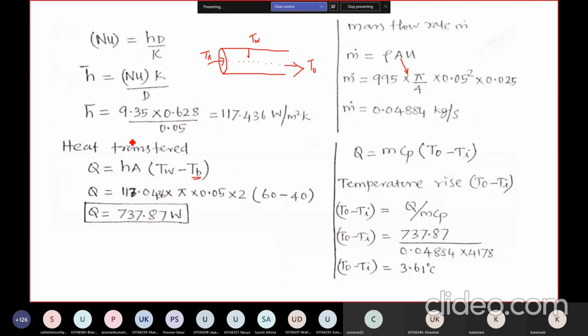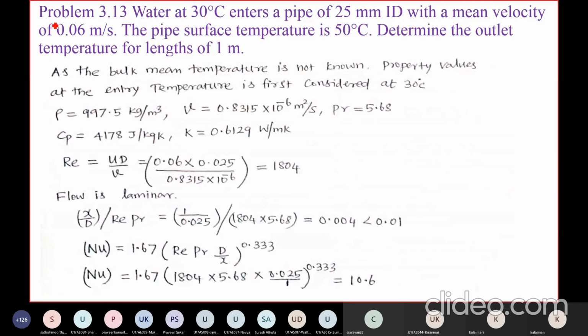Then we move on. In these problems, they will ask only the temperature rise as well as Q, the heat transfer, 737.87. How much heat is lost from the pipe goes to heat gained by the fluid. I am repeating, Q is equal to m Cp (T naught minus Ti), which gives the temperature rise T naught minus Ti. Now we move on to problem number 3.13.